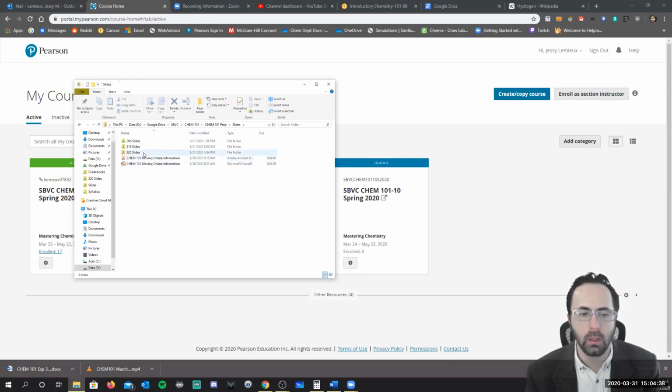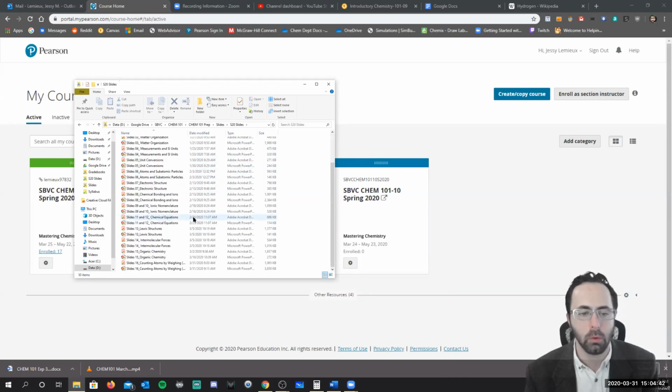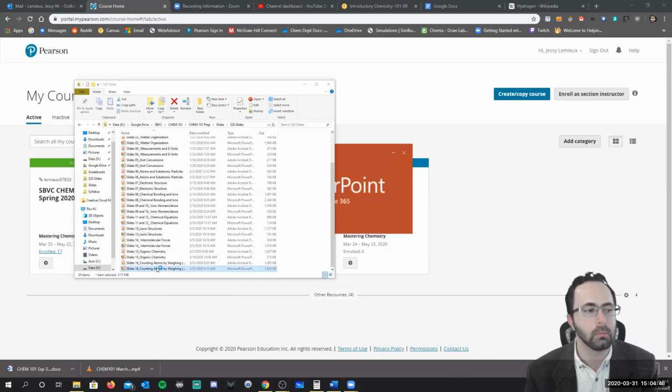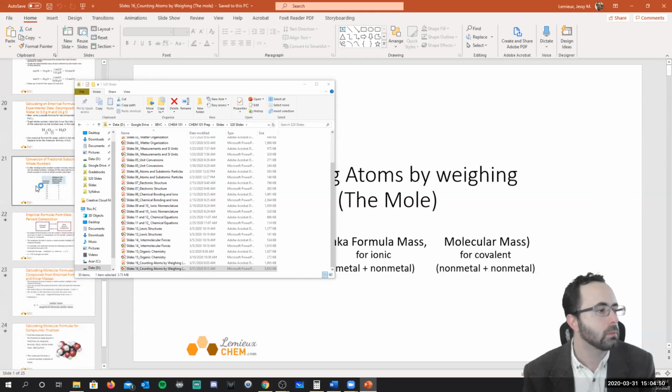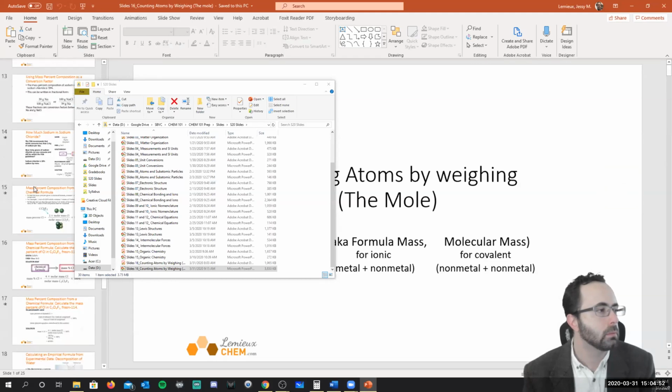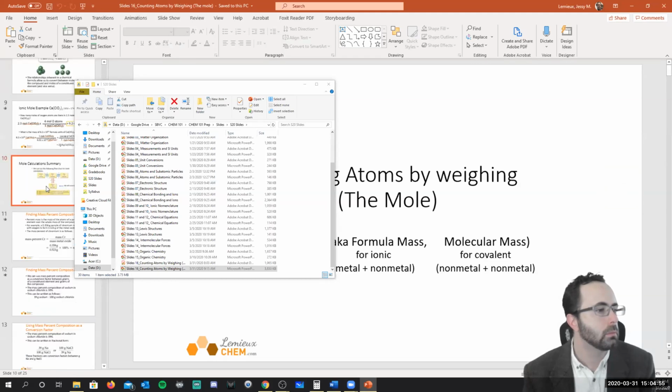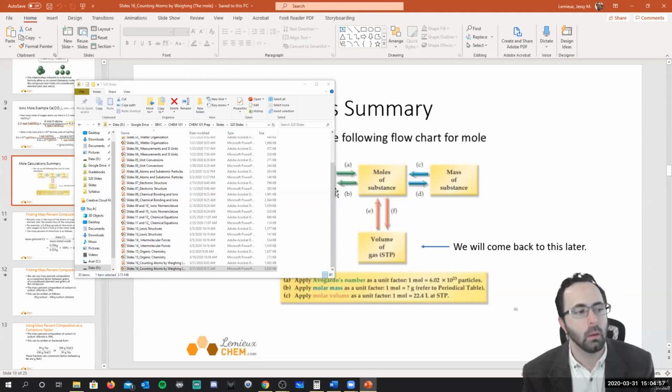So if you want to get the atoms, you need to have the moles. Always go for the moles first. Then once you've got the moles, you can get to the number of atoms or molecules or whatever.